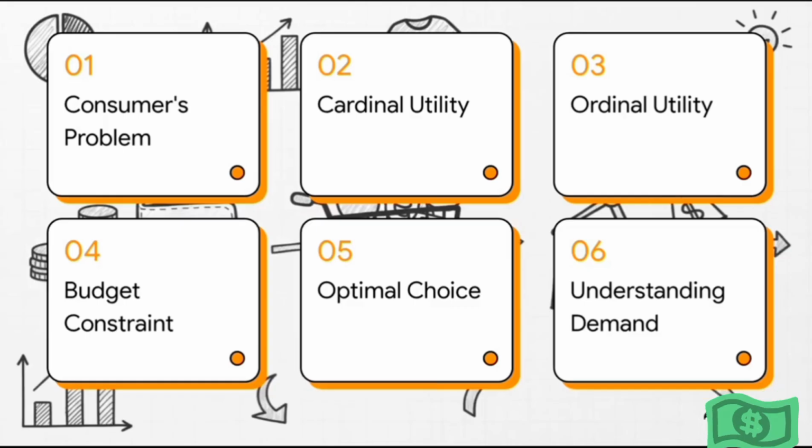Okay, here's our plan for today. Think of it like we're building a rational buyer's toolkit. First, we'll define the problem. Then, we'll look at two ways to think about satisfaction: cardinal and ordinal analysis. After that, we'll get real with the budget constraint, find the sweet spot for the best choice, and finally, see how it all leads to the big concept of demand.